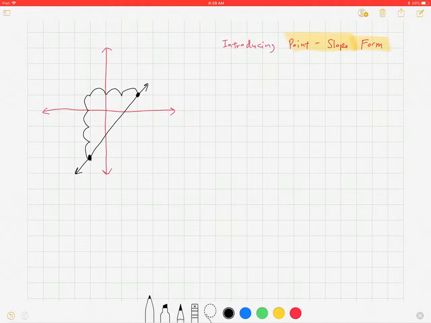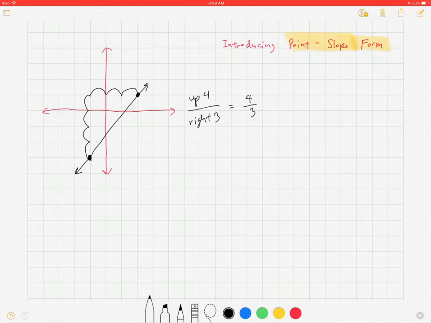So I said up 1, 2, 3, 4. And then I went to the right 1, 2, 3. So this line has a slope of 4 over 3, or 4/3.